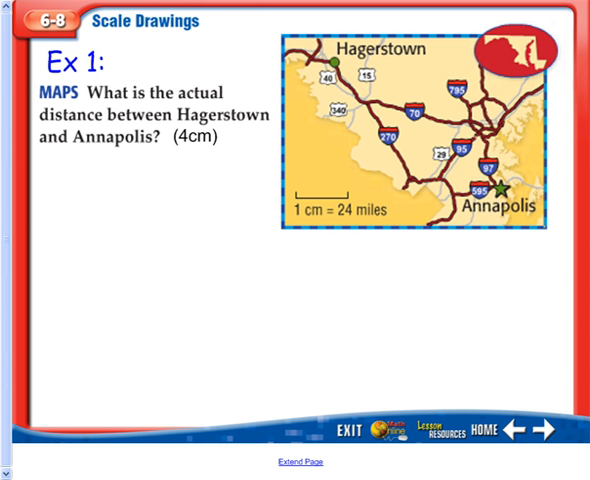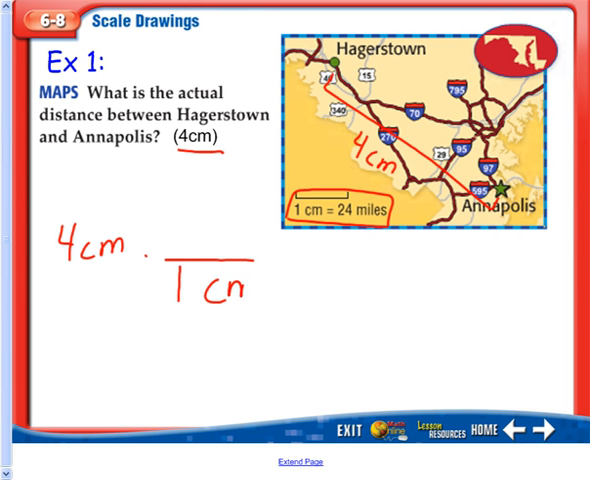Example 1, what is the actual distance between Hagerstown and Annapolis? Now we could typically take out a measuring device to measure between these two distances, but we are given right here that it's supposed to be 4 centimeters. We also have the key right here. So first I'm writing down 4 centimeters. But we also have a key right there that 1 centimeter is 24 miles. And right now I'm writing 1 centimeter on the bottom because my 4 centimeters is on top. I'll put 1 on the bottom because that is a whole number. And then we'll write 24 miles on top. My labels of centimeters are going to cancel out, which is why I wrote it on bottom.